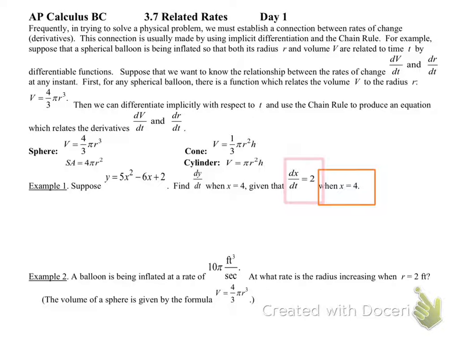Okay, so we go in and we simply find dy/dt. Okay, so we know that dy/dt would be 10x dx/dt minus 6 dx/dt. Okay, and we're going to look at that when x is 4.